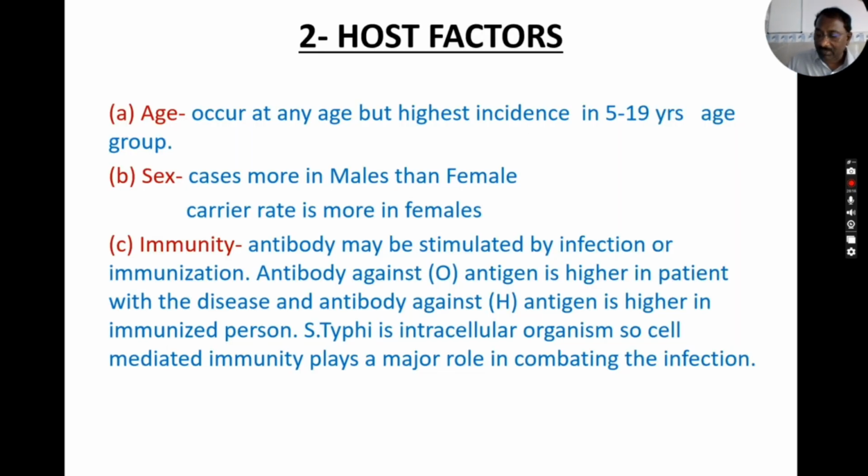As for age, any age, but usually children are more prone to typhoid fever, between 5 to 20 years of age. More common in males than females. Earlier, males moved around outside while females usually stayed in the house. But now females are also seen in the markets. So no more sex differentiation; both males and females are equal. Carrier rate is more in females.